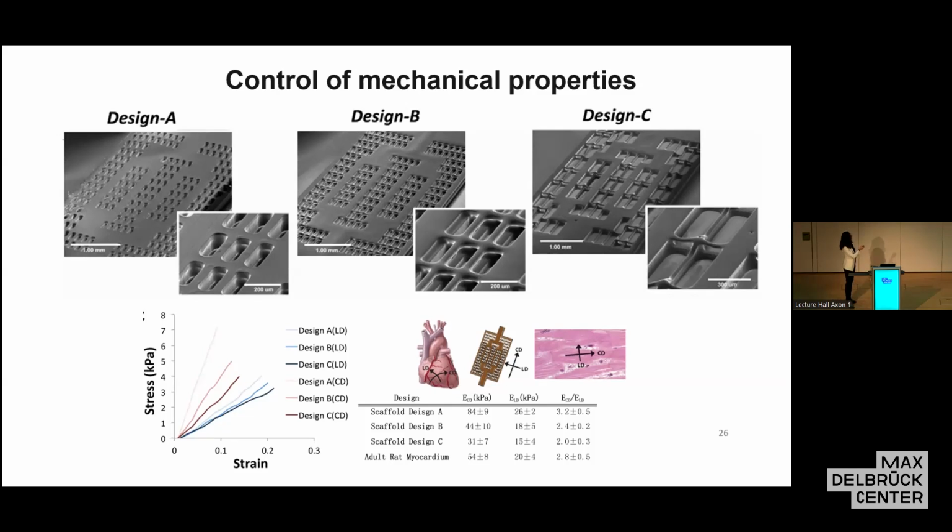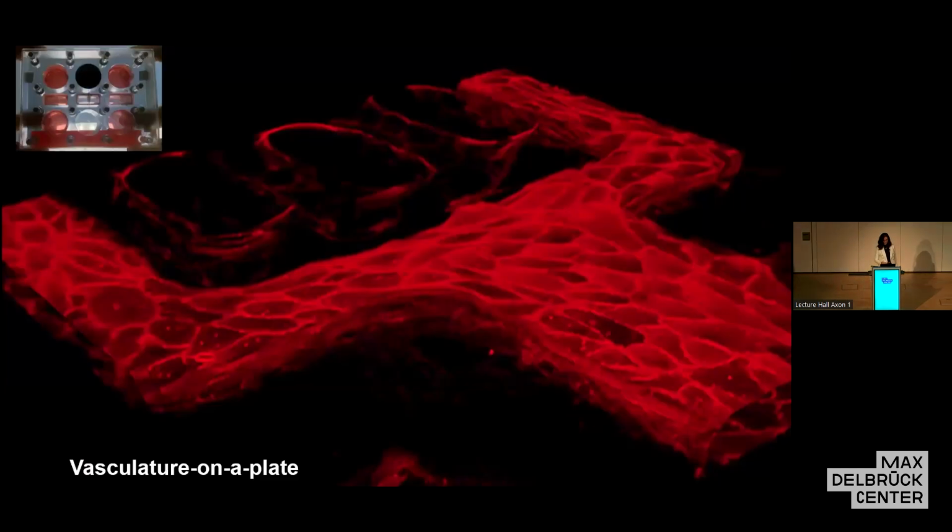So for example, the real heart, right, is going to be stronger along the fiber direction, CD here, compared to the perpendicular LD direction. And in this scaffold design B, if you look at that mechanical anisotropy, we are mechanically mimicking anisotropy of the adult rat myocardium. So you have a lot of control over what that lattice looks like, and you can match mechanical properties to your tissue of interest.